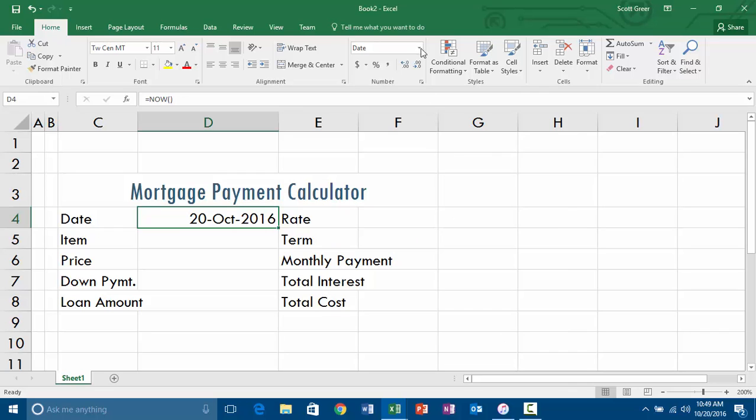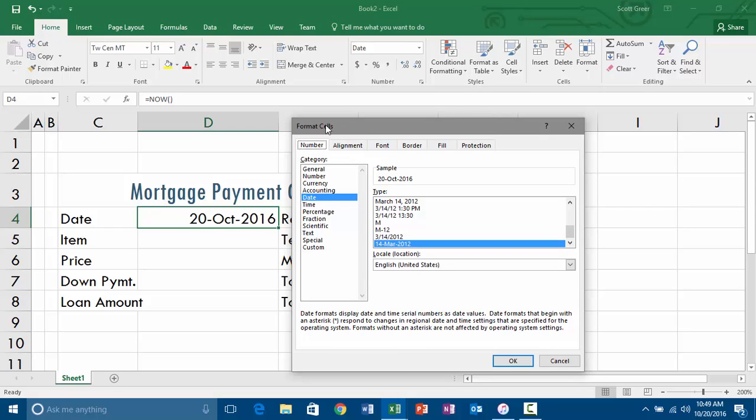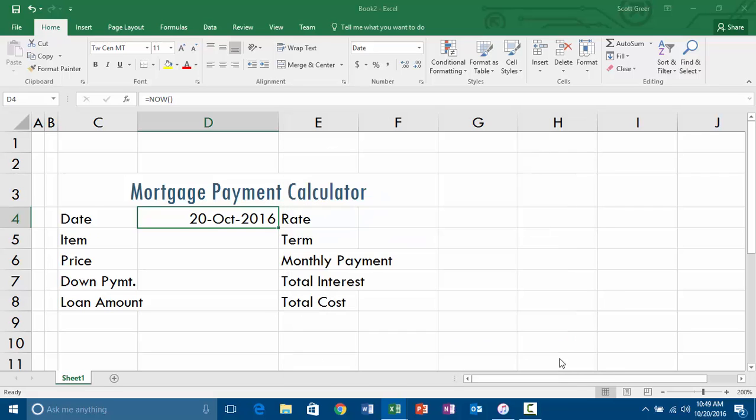I'm sorry. You go drop down, custom, or more number formats, excuse me, and then go to date. And then you're going to scroll all the way to the bottom of that, and you should see that 14-October-2012.